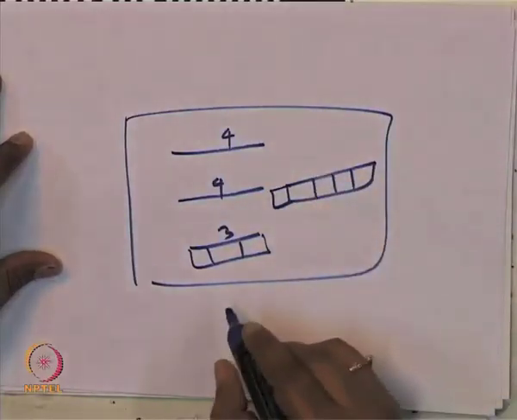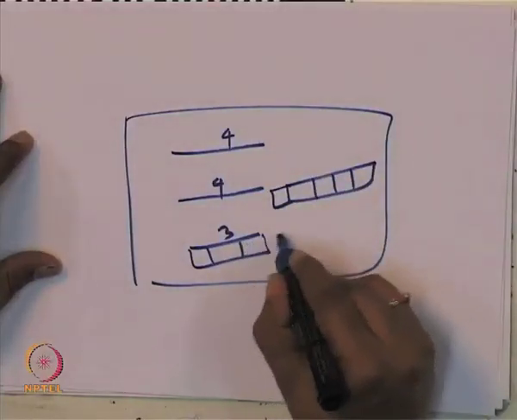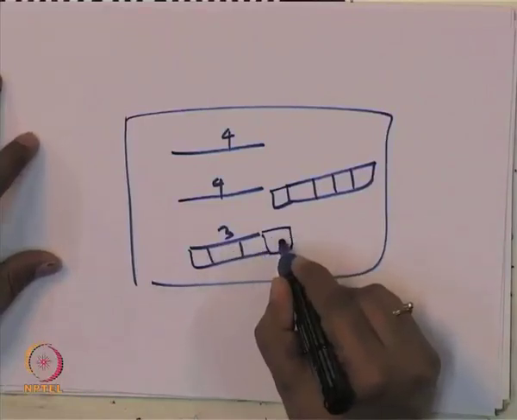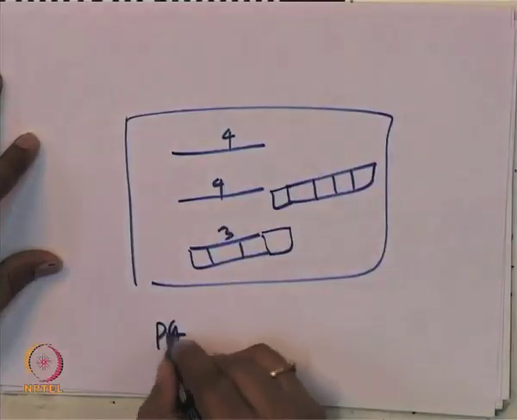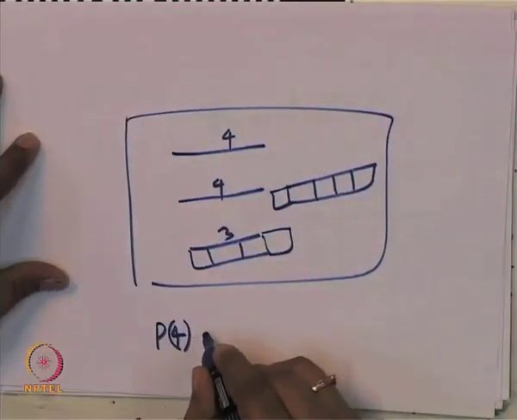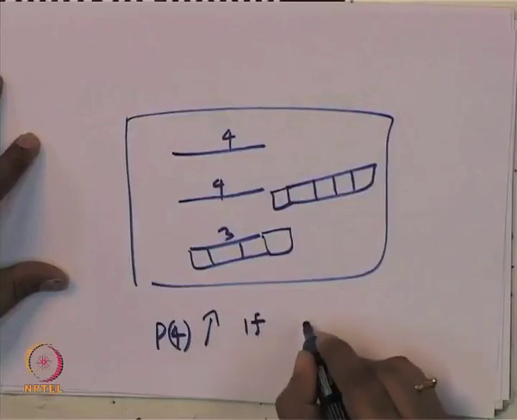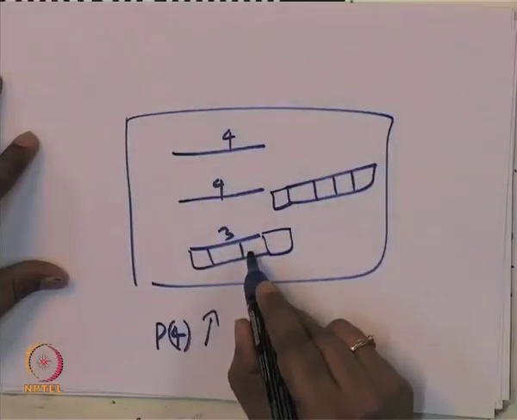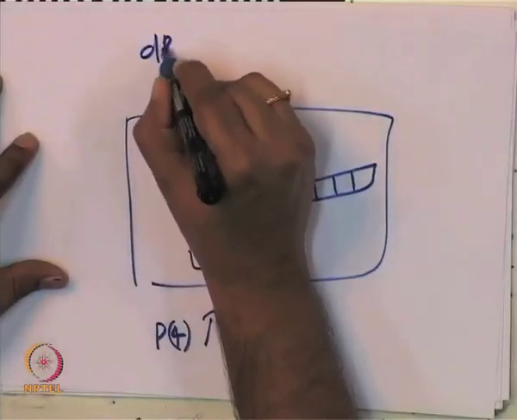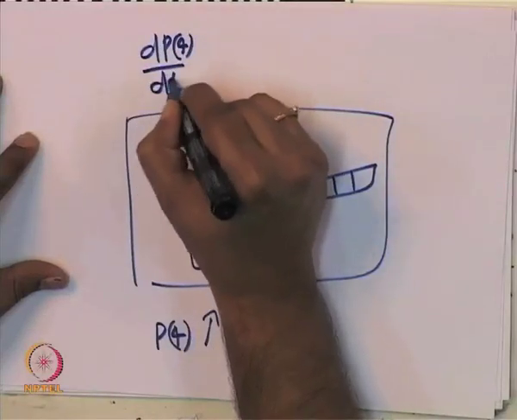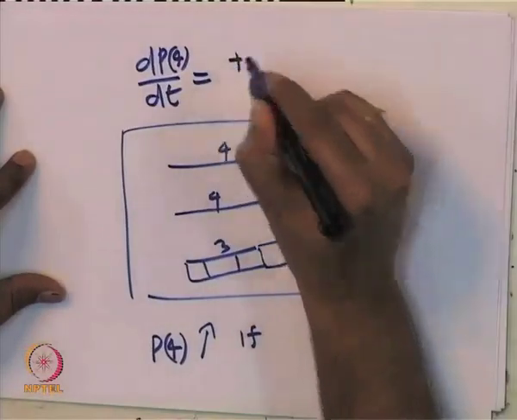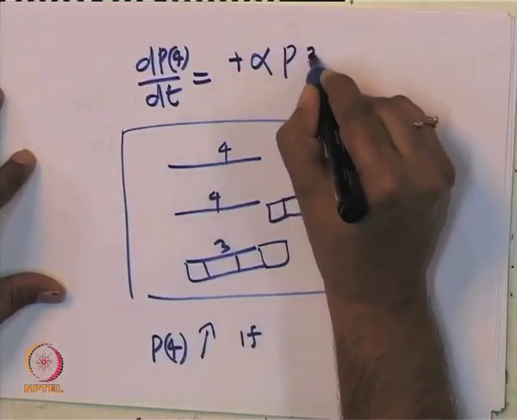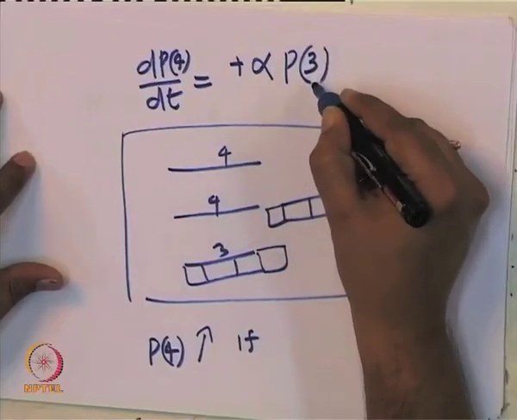If a polymerization happens on a 3 monomer filament, this will become a 4 monomer filament. So, P4 can increase if there is a polymerization on a filament having length 3. So, dP4 can increase, plus if there is a polymerization, that is alpha, on a filament with 3 monomers.